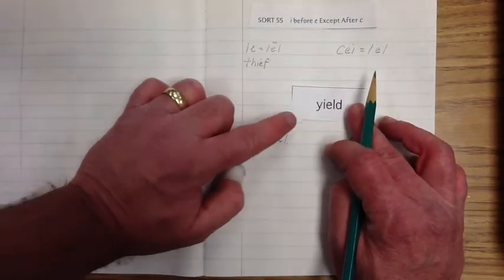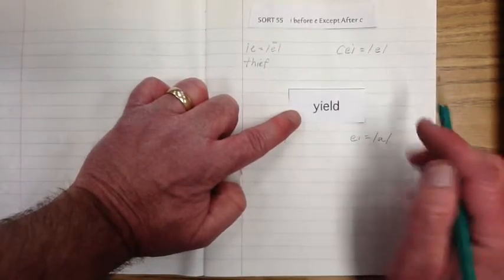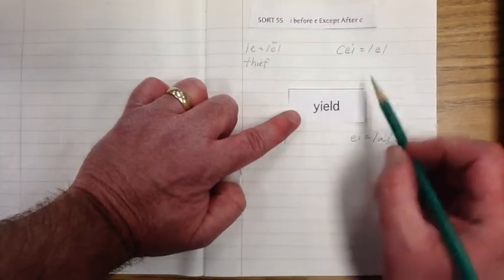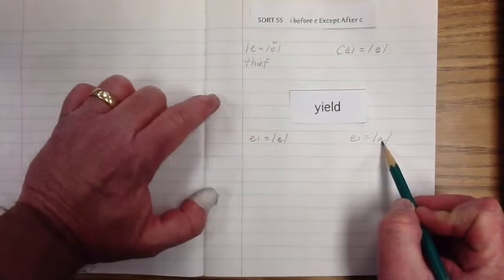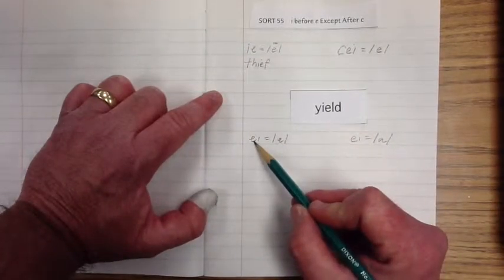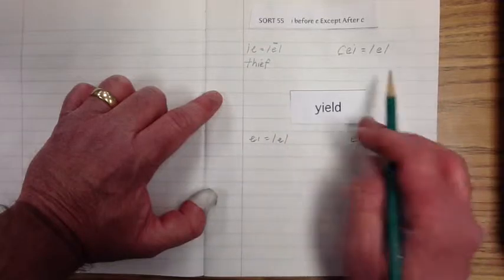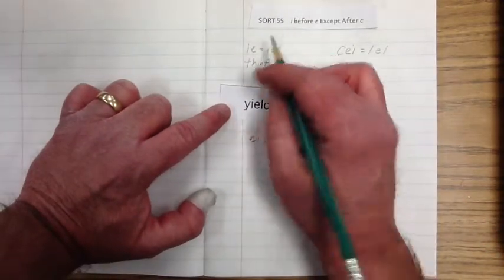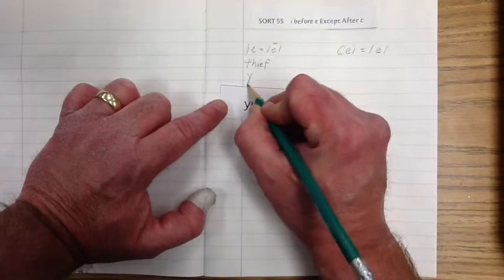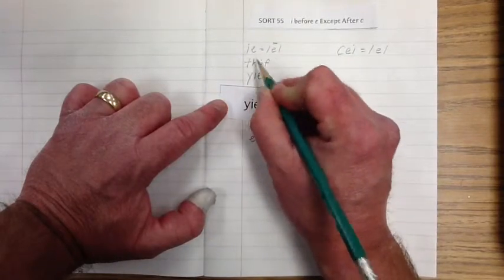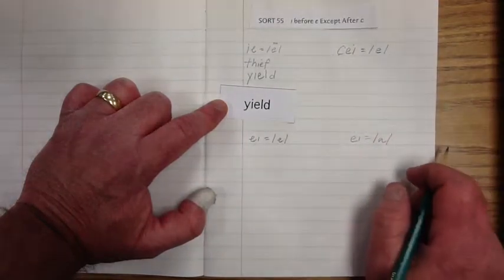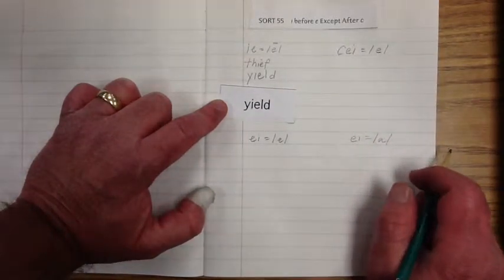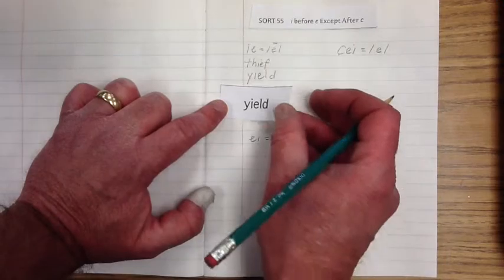This one's yield, yield, and it looks like we've got an I and an E. There's no C. And it's probably not going to make an A sound, and it's not going to be EI, so it's going to fall underneath the word thief, right? Y-I-E-L-D. And when we yield, it's kind of like when we're at a roundabout.